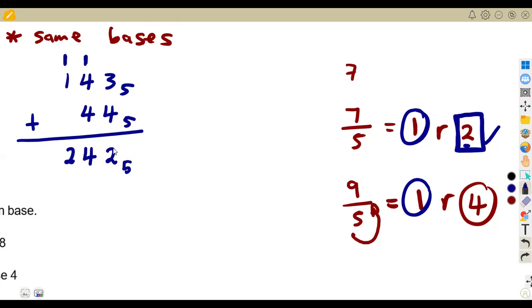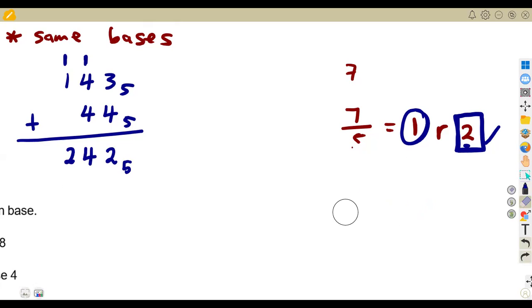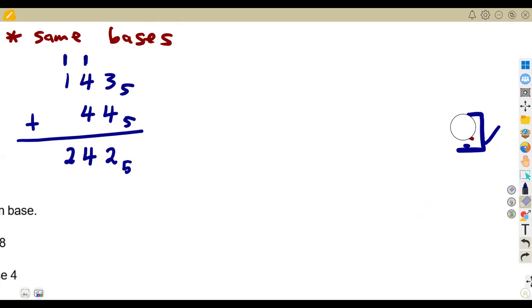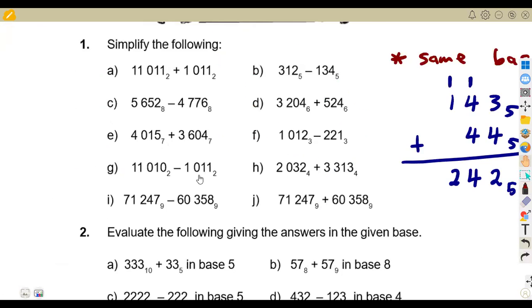If we are dealing with addition of number bases, we are simply maintaining the concept that the numbers we have should be less than the given base. 2, 4, 2: these numbers are less than the base you are given, which is the base of 5. So this is what you're expected to do.